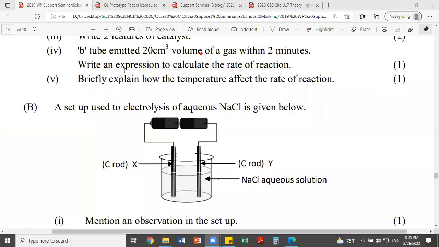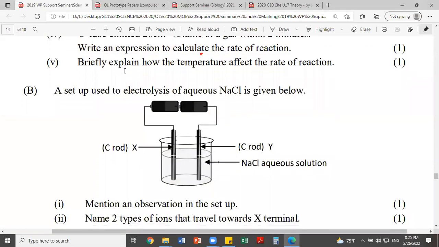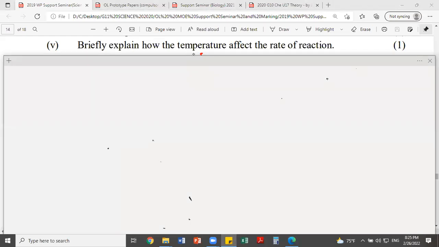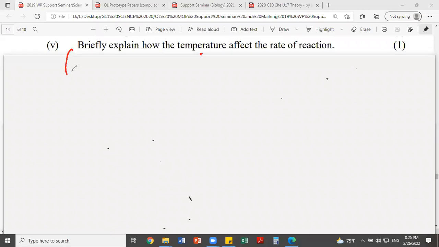Next one, number 5. Briefly explain how the temperature affects the rate of reaction. What happens when the temperature increases? When the temperature increases, kinetic energy of the particles increases. Okay, write the first point. Briefly explain means you write at least 2 sentences. First you write, when the temperature increases, kinetic energy of the particles increases.